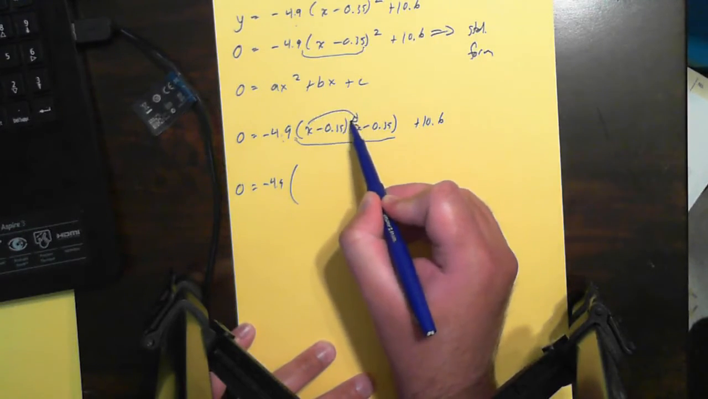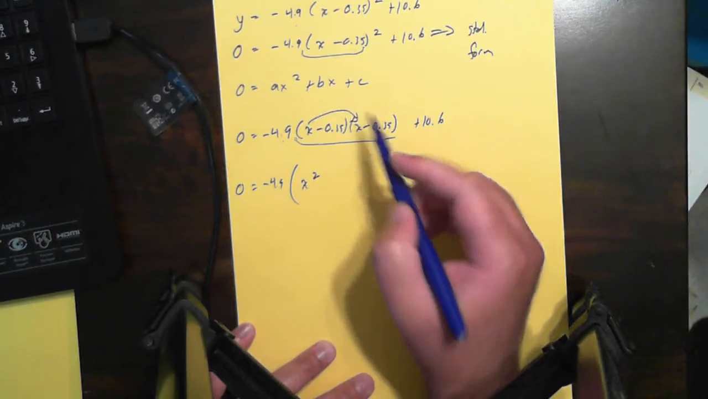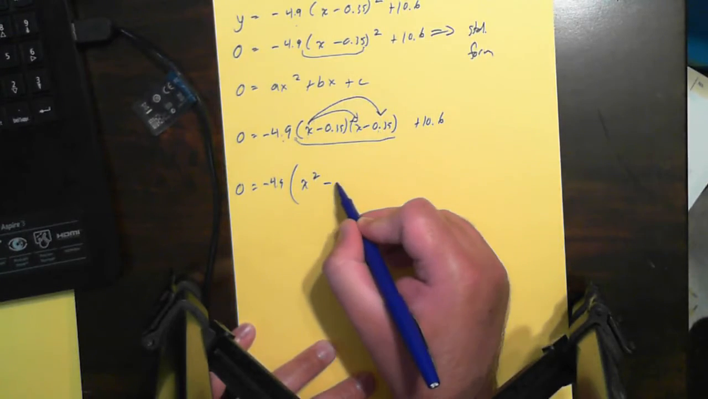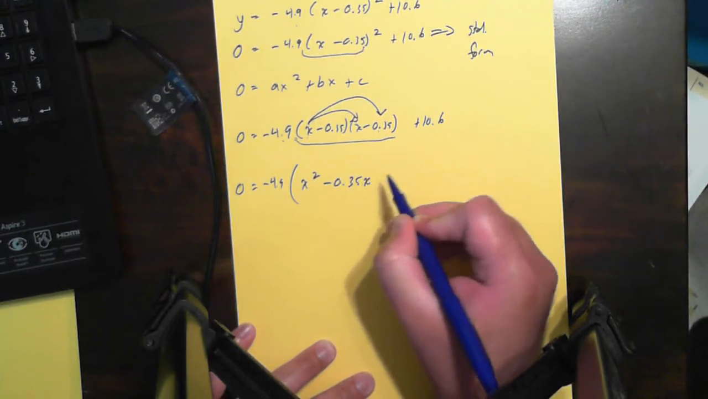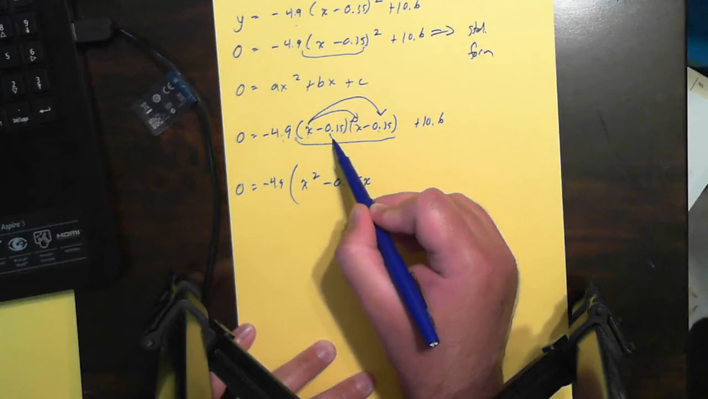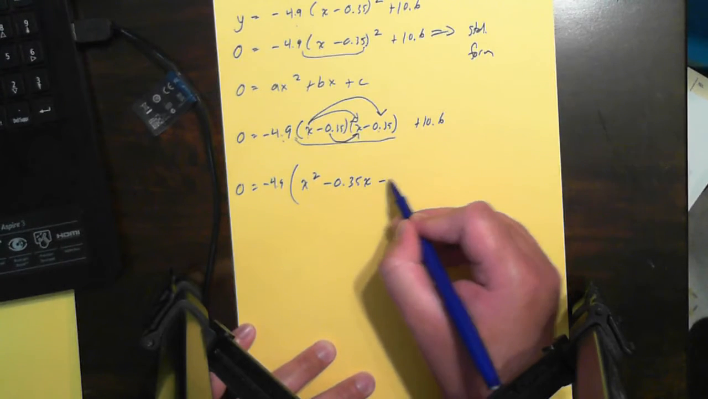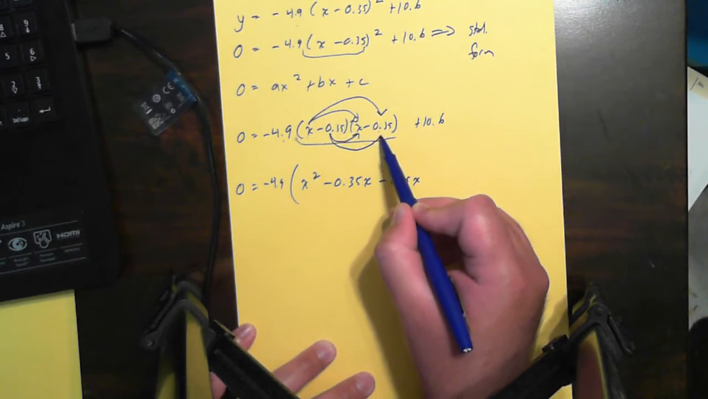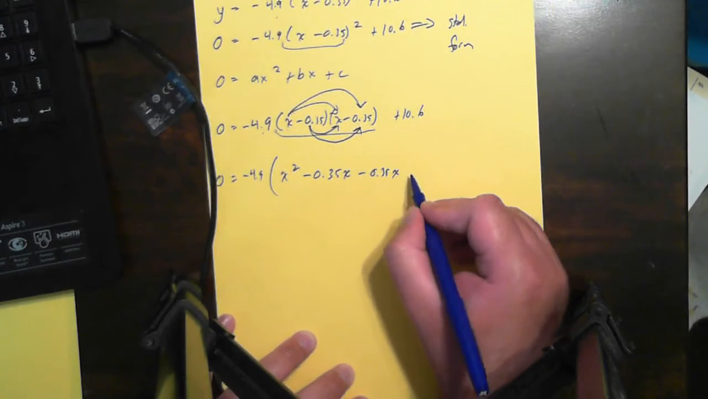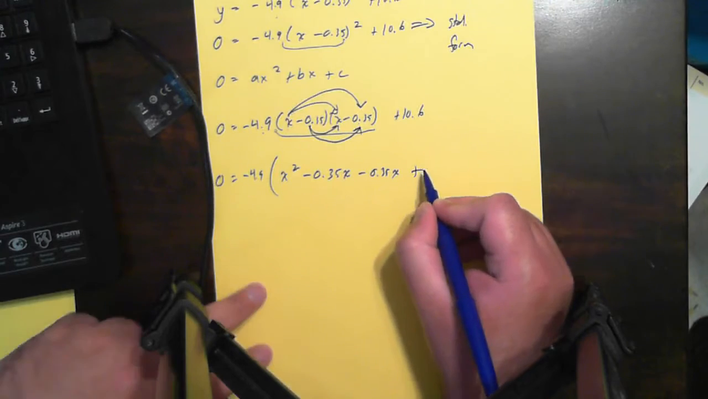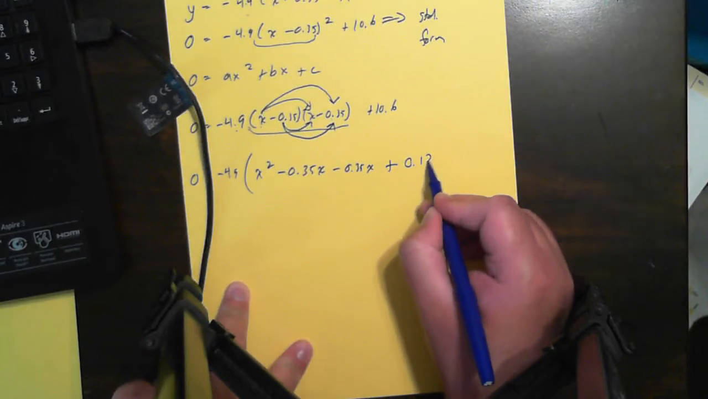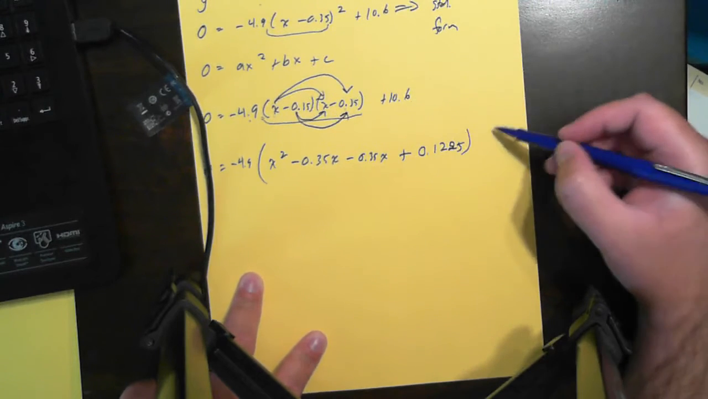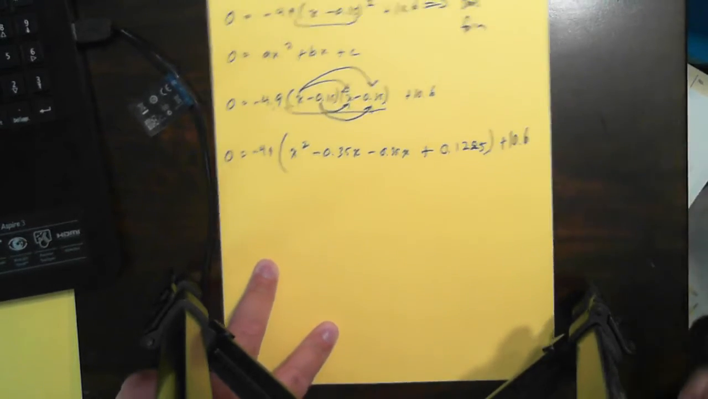So x times x, using my distributive property, is x squared. Then multiply this x by the other term: x times negative 0.35 is negative 0.35x. Then distribute the negative 0.35 times x, which is negative 0.35x. And then distribute the negative 0.35 to the negative 0.35, which gives me a positive 0.1225. Of course, don't forget I've got the plus 10.6 out here at the end.